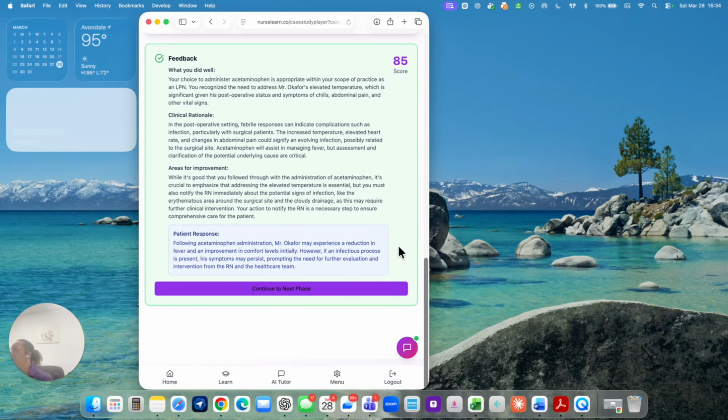So, patient's response. Following the Tylenol, Mr. Okafor may experience a reduction in fever and improvement in comfort levels initially. However, if an infectious process is present, his symptoms may persist, prompting the need for further evaluation and intervention from the RN and healthcare team. So, next phase. Did I click it?